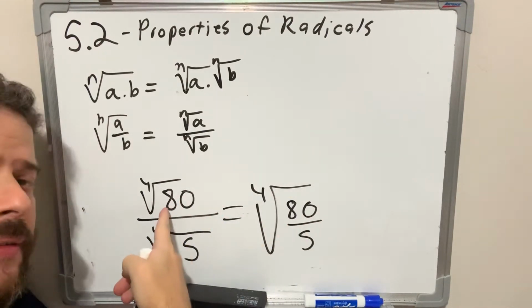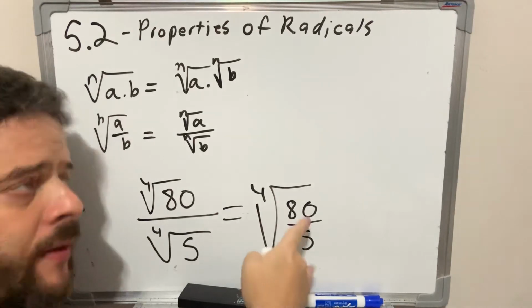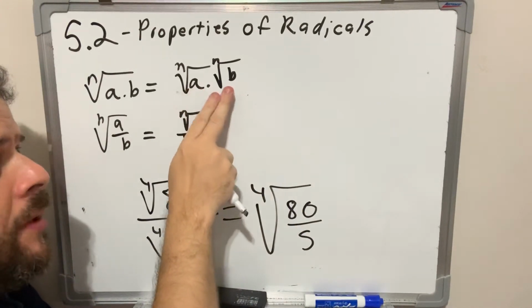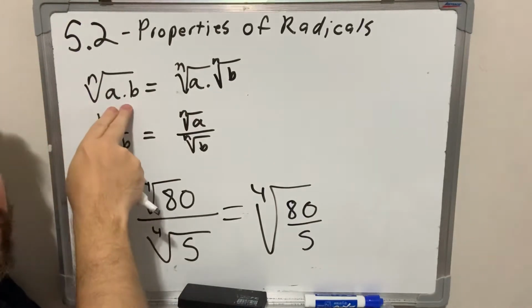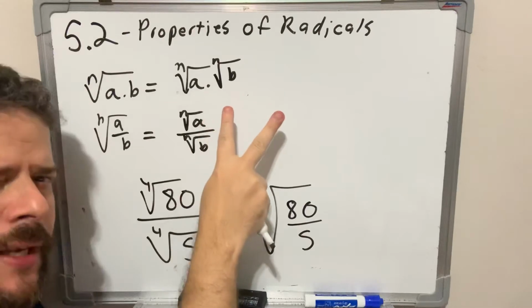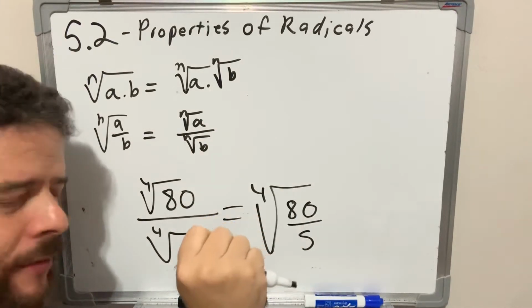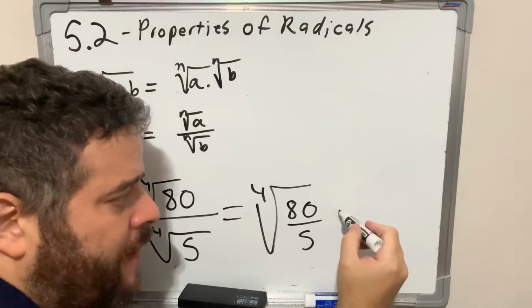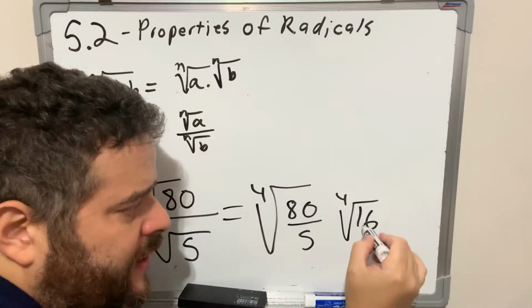Sometimes you'll be doing this, sometimes you'll be doing this. Much like multiplication, sometimes they're going to give you two different roots, and you've got to multiply them and then apply the root. And sometimes we're given a root and then we have to break it up so we can simplify at least part of it. You'll see how that works. Now, when you divide 80 by 5, you get the quartic root of 16.